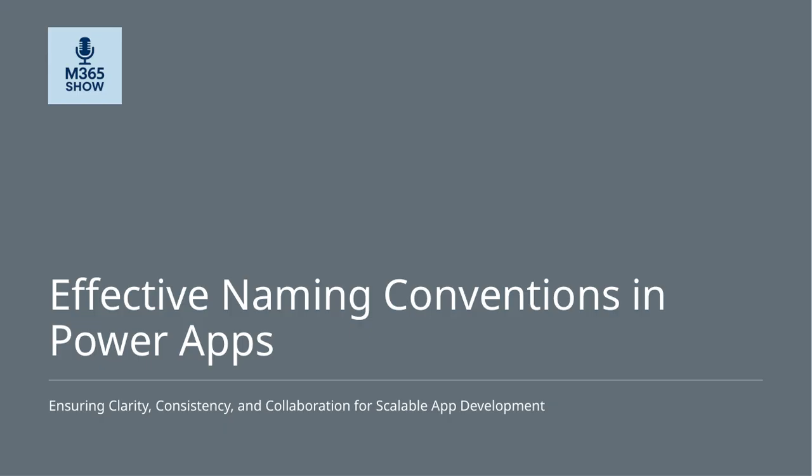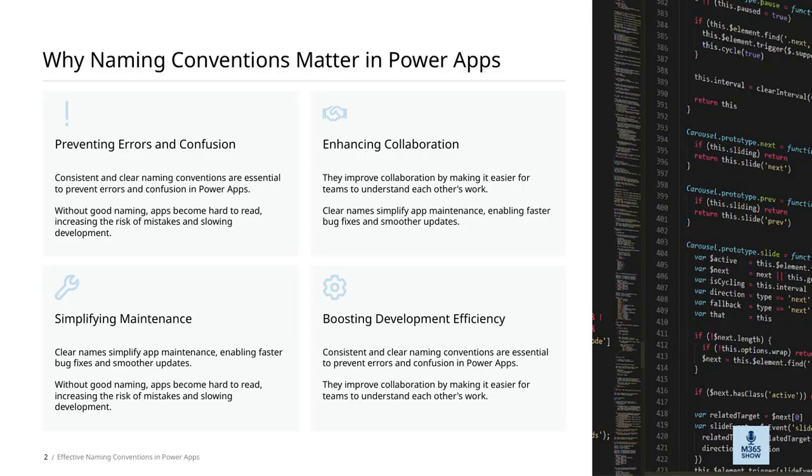Let's get started. Let's talk about why naming conventions really matter in Power Apps. When we use consistent and clear naming conventions, it helps us avoid errors and confusion. This is crucial because it makes our apps easier to understand, not just for ourselves, but also for our team members. Clear naming boosts collaboration because everyone can quickly grasp what each component is supposed to do. It also significantly improves our development efficiency.